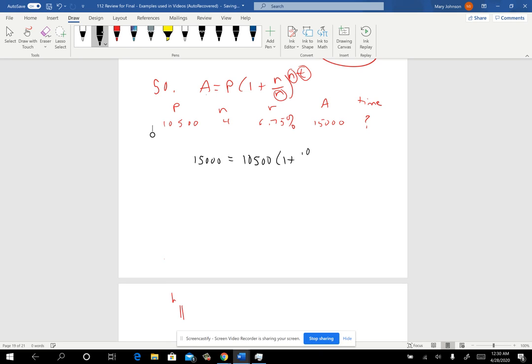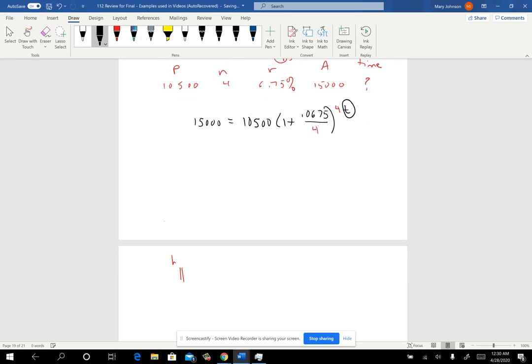The interest rate was 6.75. So you move the decimal 2 places to get the decimal form of that. Okay, and that right there in my formula, that's the R on top. It almost looked like an N, but that's your R. The N is down here. The interest is going to be calculated 4 times a year. So that N goes in 2 spots, and then we don't know our T. That's what we're actually trying to solve for.